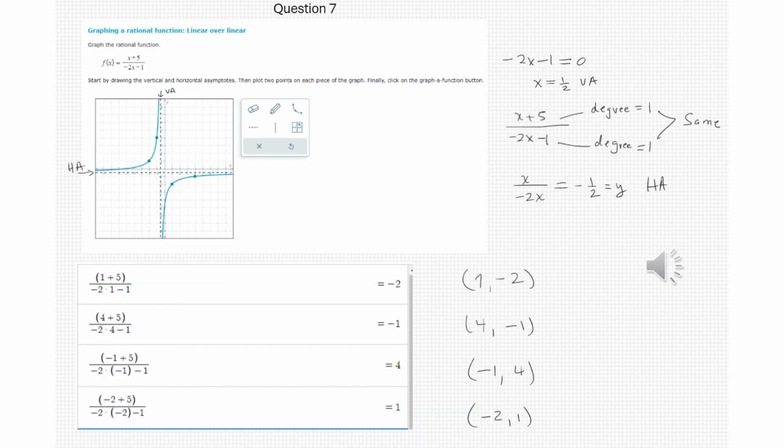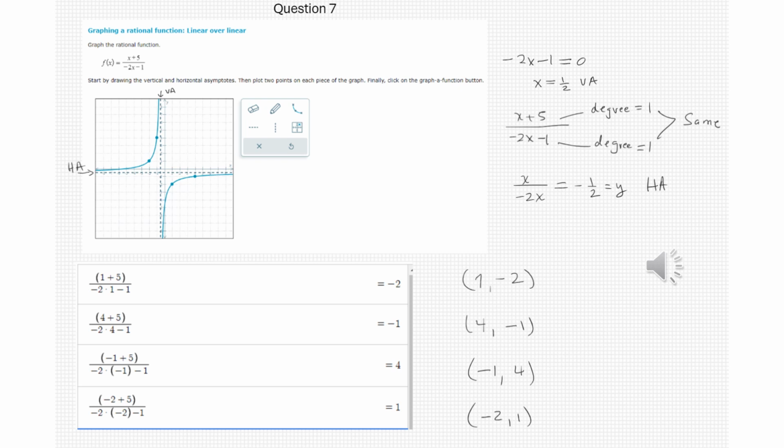Question 7 is similar. The only difference is that this rational function has a linear in the top and a linear in the bottom. But the vertical asymptote is the same. You take the polynomial in the denominator, negative 2x minus 1, put it equal to 0 and solve for x. It's negative 1/2. This is our vertical asymptote. I plot that.